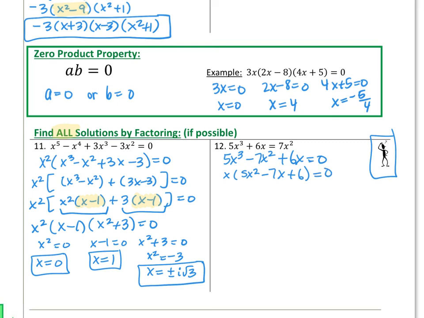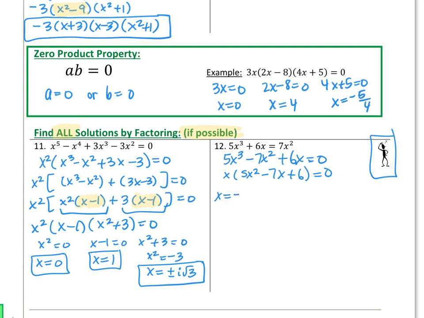Alrighty, so, oh, that's yuck. It doesn't even factor. Oh, maybe that's why they put this. Look at that. It says, if possible. Wonderful. Okay, so it's not possible. This one doesn't factor. But it is quadratic, so it means I can use the quadratic formula.